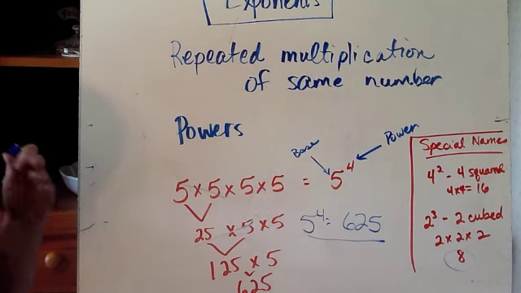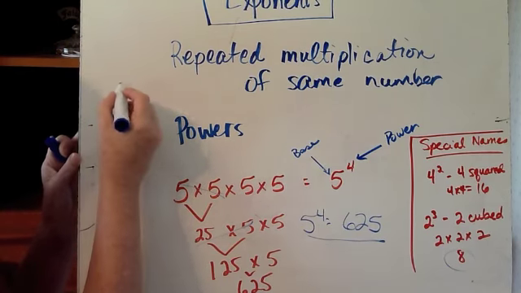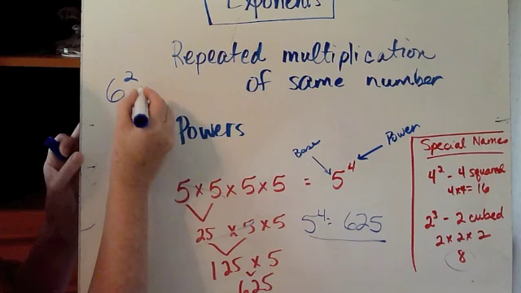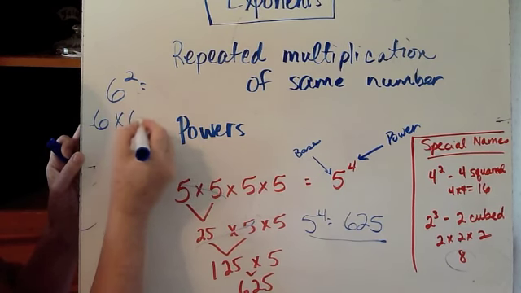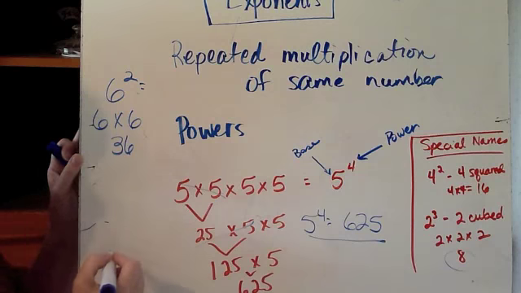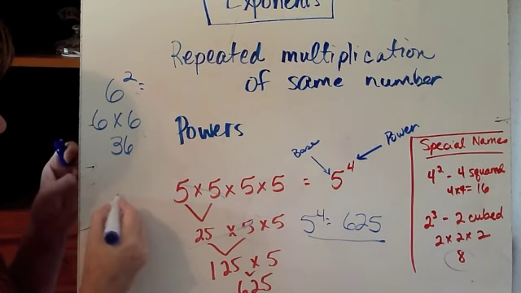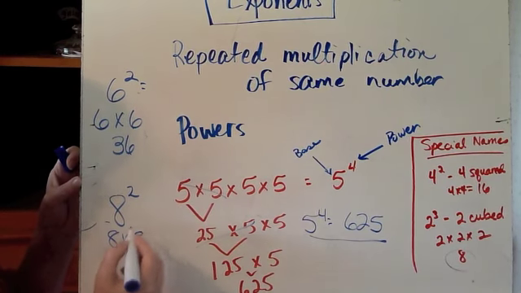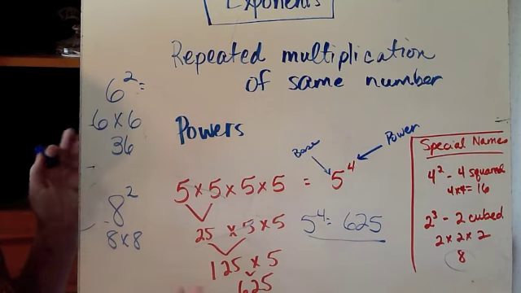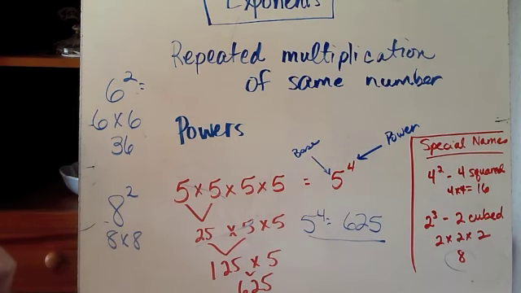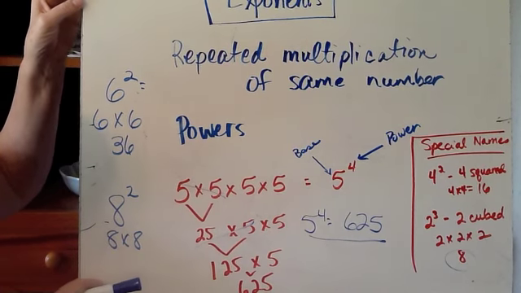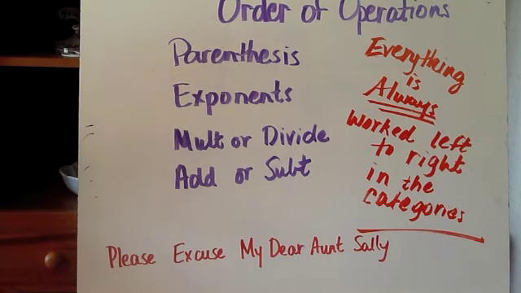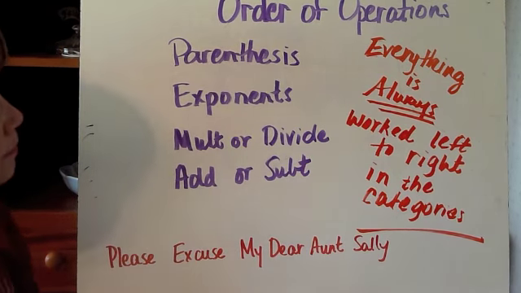So if you see 6 to the 2nd power, that means 6 times 6, 36. If you see 8 to the 2nd power, that's 8 times 8, 64. So that's just a real brief review of exponents, which leads me straight into the next concept I want to review, and that is order of operations.